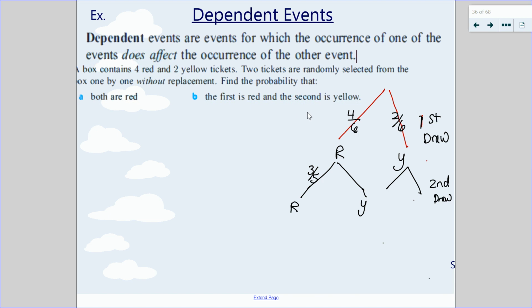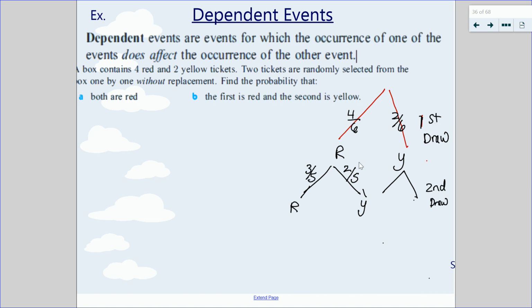This is where it gets real thoughtful, okay, students? So if you draw a red on the first one, there's only 3 red tickets left out of 5. Okay, this is going to require some thinking here. If you draw a red on your first, how many yellows are left? Just 2. There's still 2 yellows left out of 5.